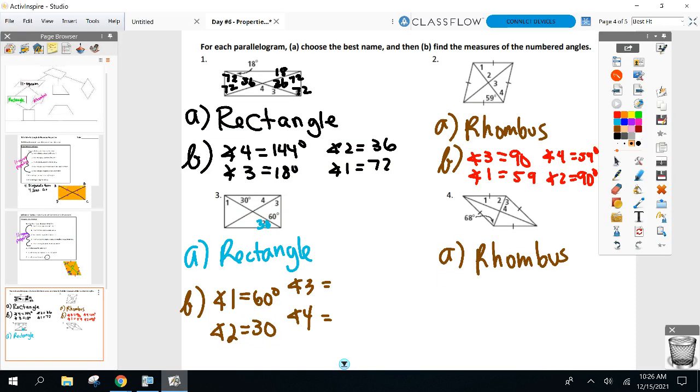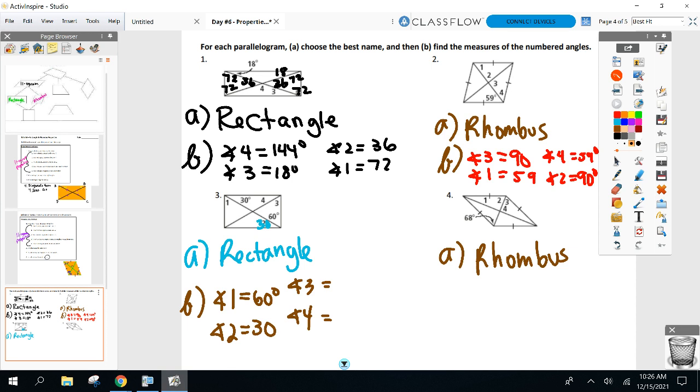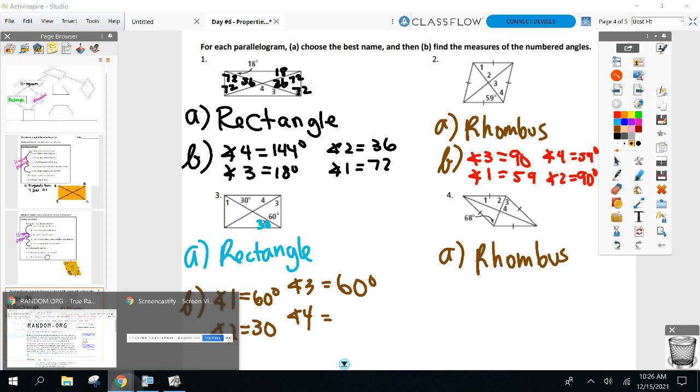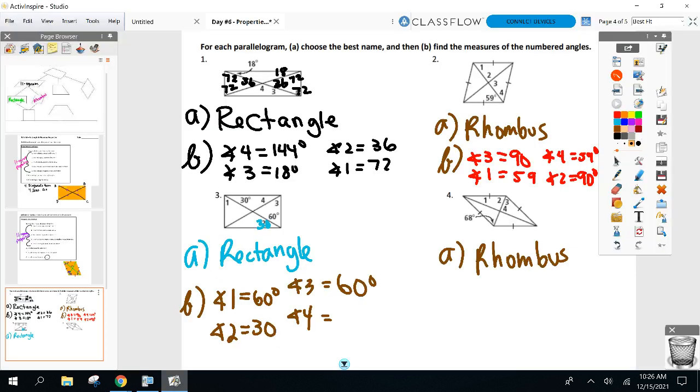6. 5. 12. 3 is 60. Yep, isosceles triangle. And angle 4. Finish this up. 23. 30. Anybody want to ask any questions on your rectangle?